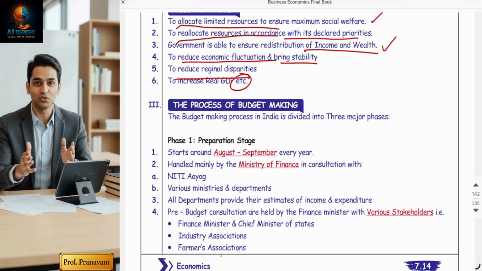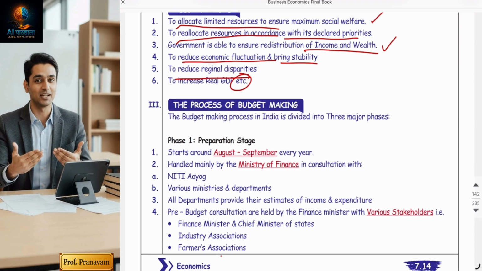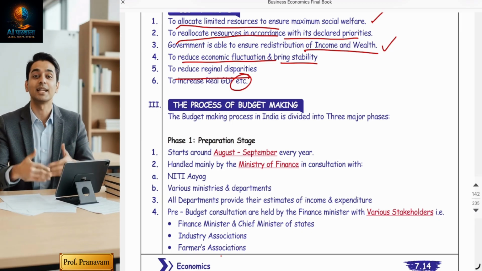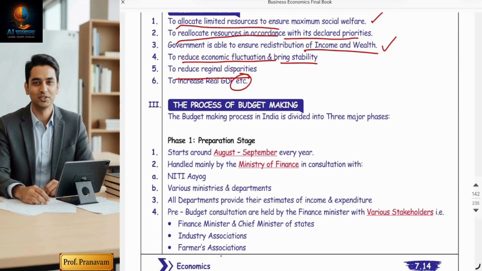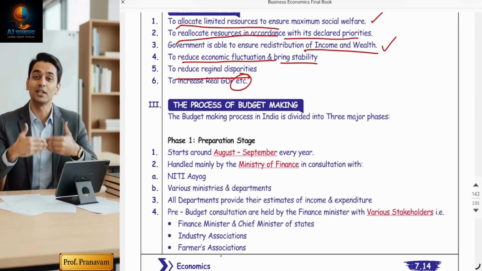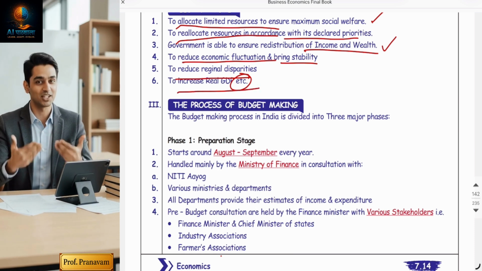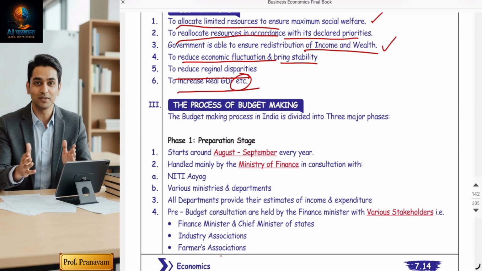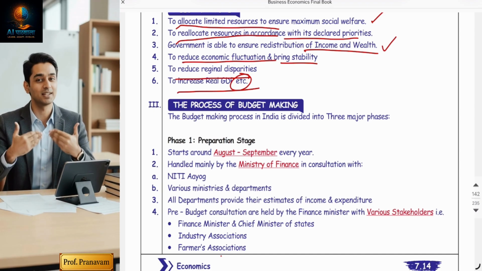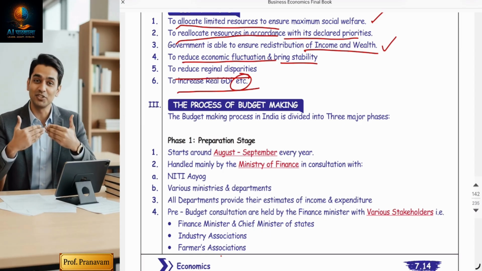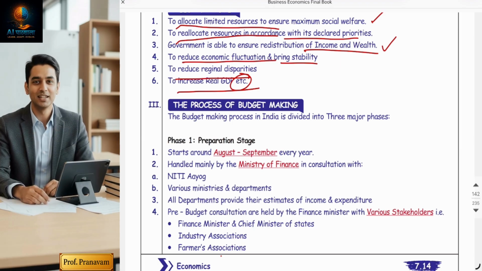Next is to reduce regional disparities. Backward regions receive special grants, and development projects get a center point in the budget, where equalized development takes place. And last but not the least, to increase real GDP. Capital and development expenditure boost production, employment, and growth. So, friends, by these needs, you understood that the budget plays a very, very important role.